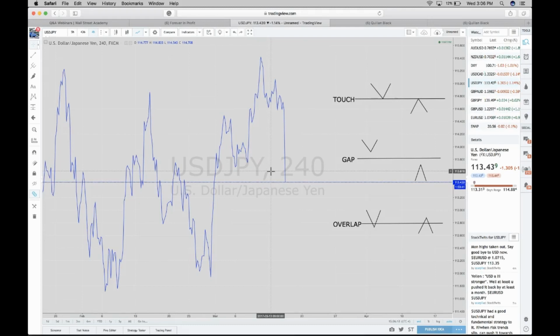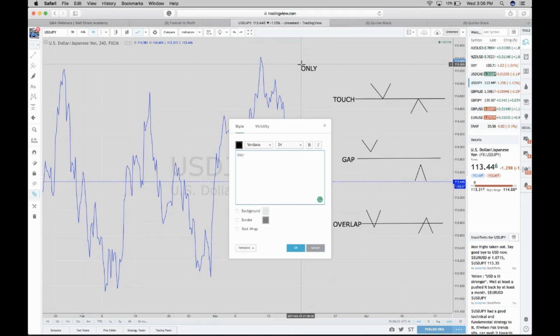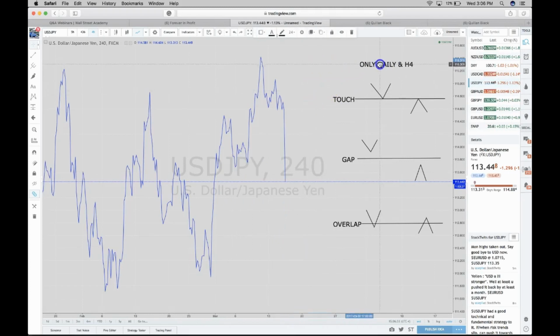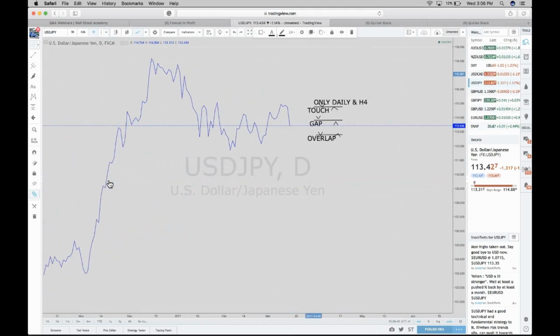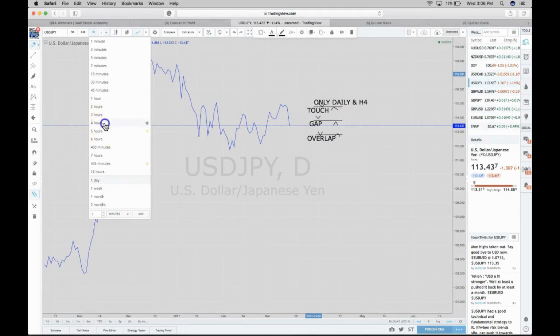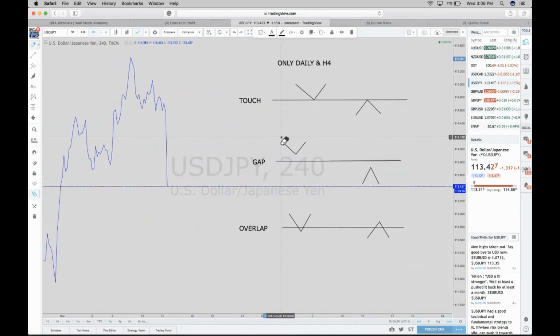Okay, and we're only doing this based off of the daily and H4 periods. So let's start on the daily time frame. Everybody just take some time to copy this down before I erase it real quick. 1, 2, 3.